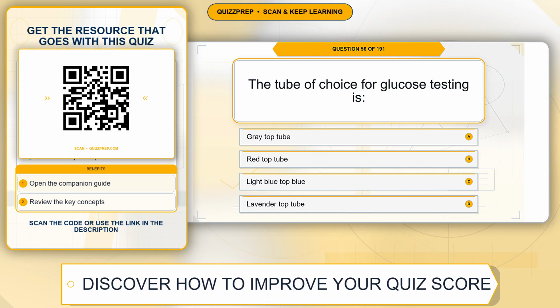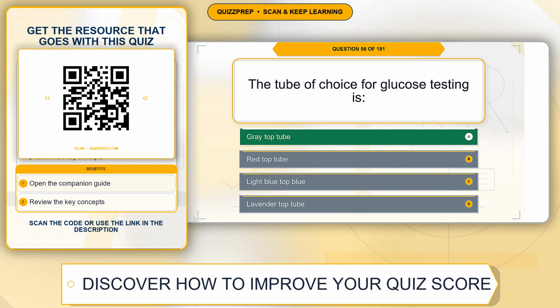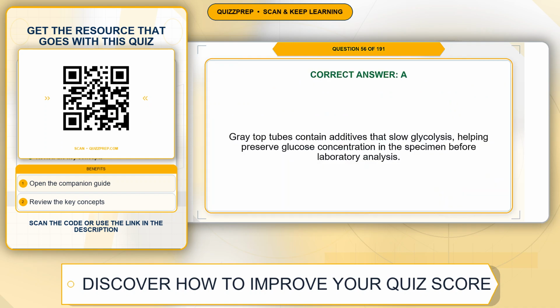Question 56. The tube of choice for glucose testing is: Option A, gray top tube. Option B, red top tube. Option C, light blue top tube. Option D, lavender top tube. The correct answer is option A, gray top tube. Explanation. Gray top tubes contain additives that slow glycolysis, helping preserve glucose concentration in the specimen before laboratory analysis.